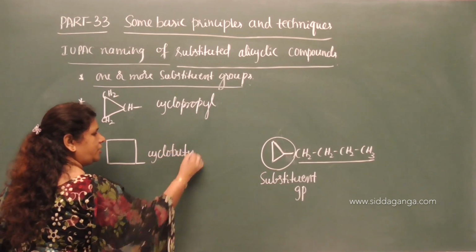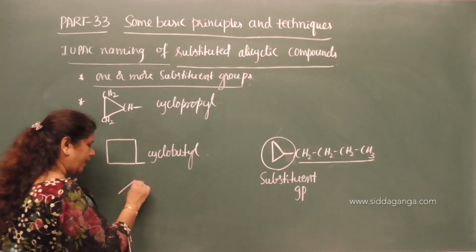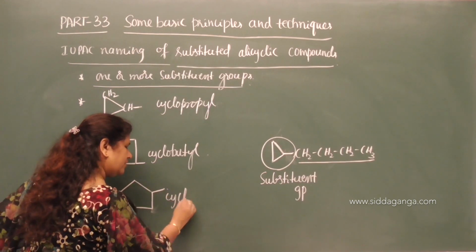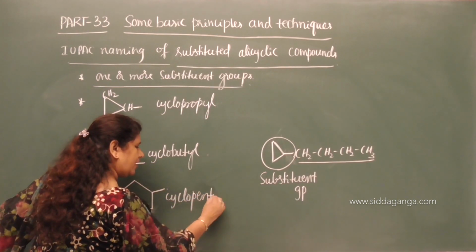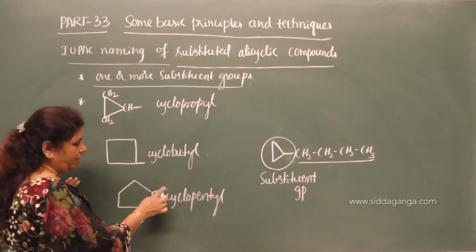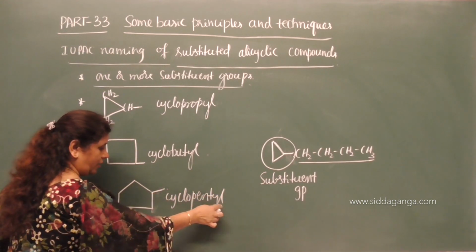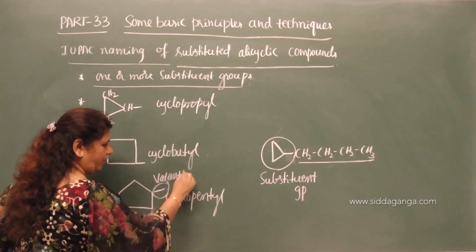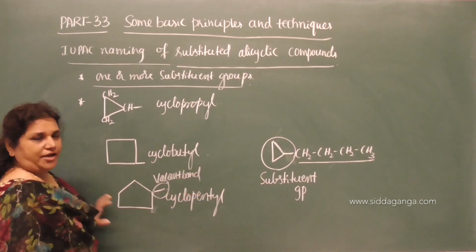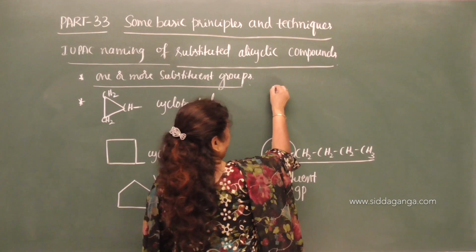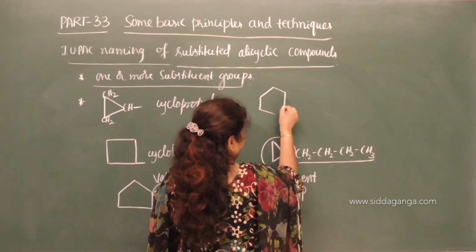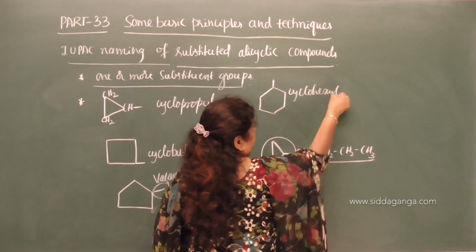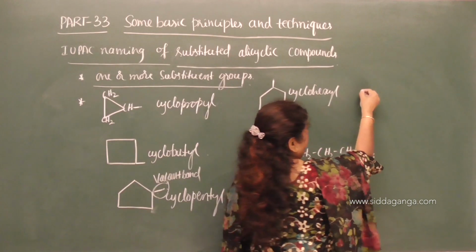Write down these substituent groups. Cyclobutyl group. And what about this? This is cyclopentyl group. This is not a methyl group here, this is a cyclopentyl group. This shows the vacant bond after losing the hydrogen, not the methyl. Now this is cyclohexyl group, correct?